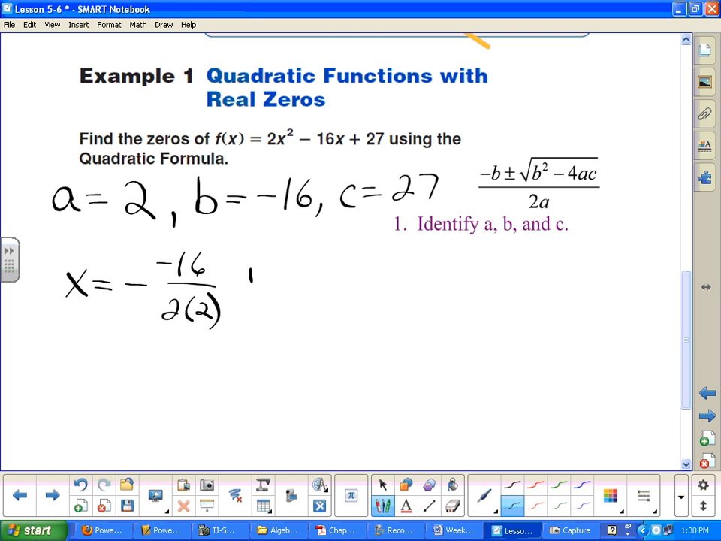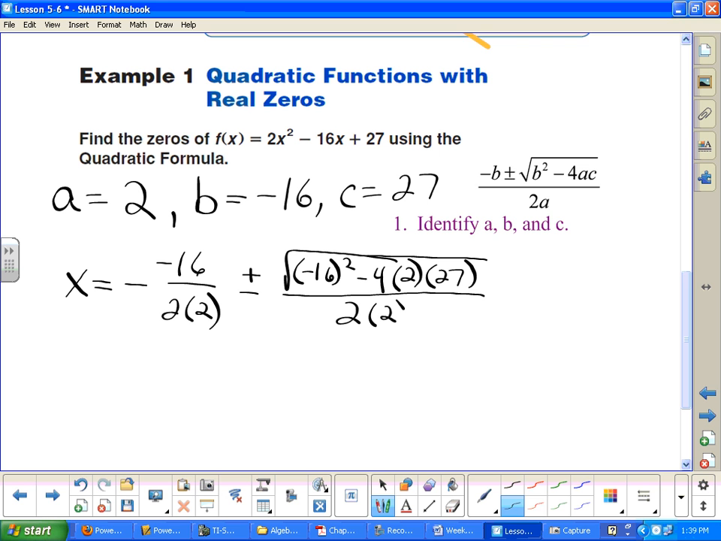We're just adding in this other part, plus or minus the square root of b squared. Make sure you put this in parentheses if it's a negative, otherwise you will make a mistake. Minus 4 times a times c. And then it's divided by 2 times a.